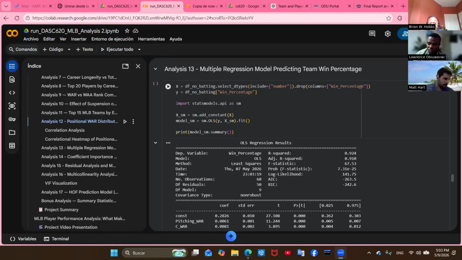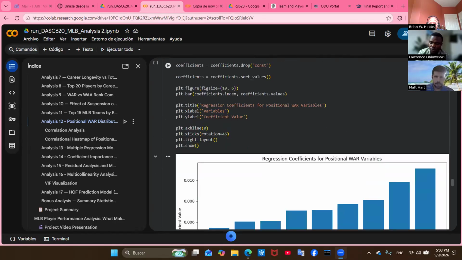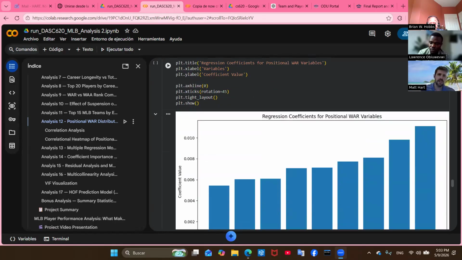Next, we have the regression coefficient visualization, the bar chart, just a visual representation of the coefficients. And we find here that third base actually has the largest regression coefficient, showing the strongest unique contribution after controlling for all other variables. Pitching WAR had the strongest correlation earlier, but not the largest coefficient. This is demonstrating how regression isolates unique variable effects. They're all relatively close in size overall, supporting the idea of a balanced roster construction.